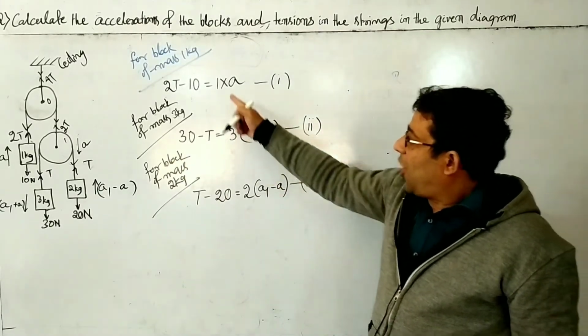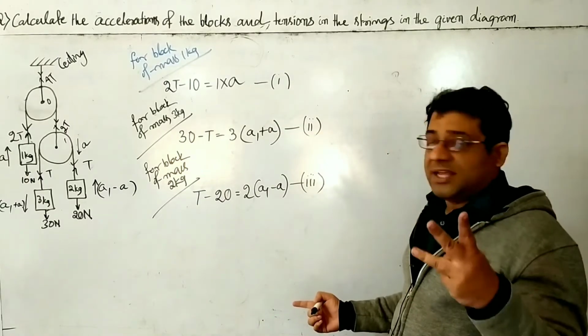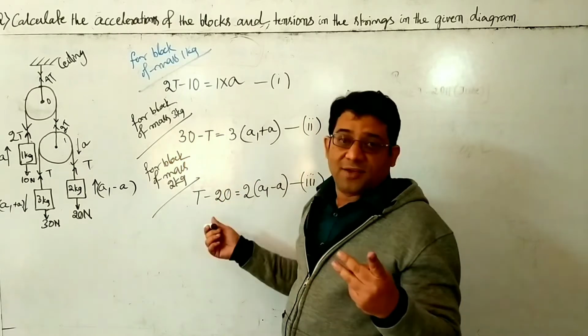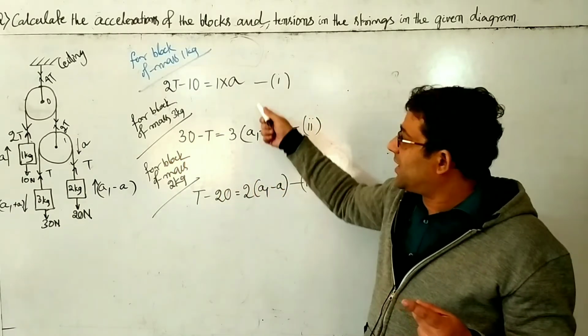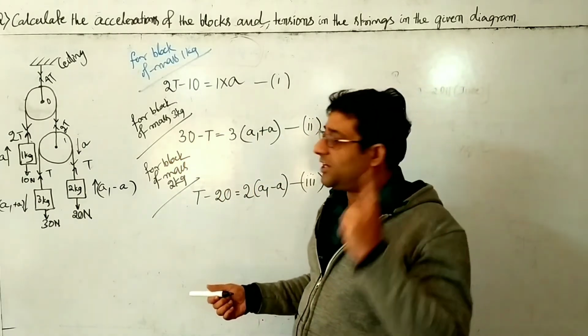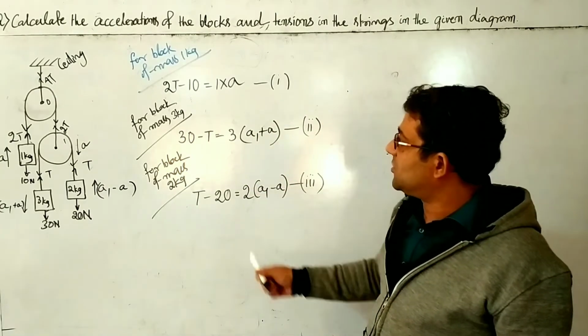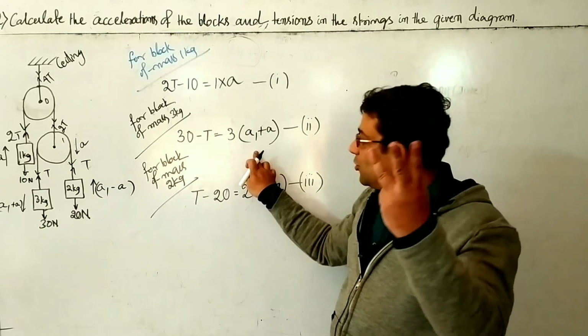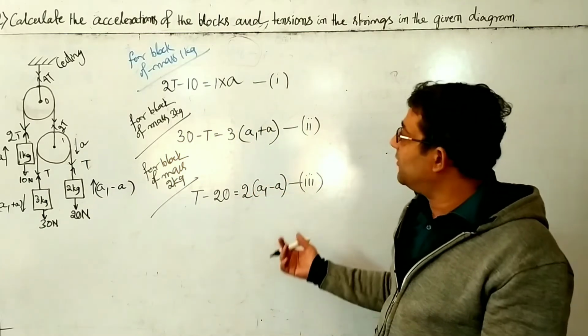How many equations are we having? We are having 3 equations. You have solved a lot of linear equations, right? Now if we are having 3 equations, we can find out 3 unknowns. How many unknowns are present in these equations? The tension T we don't know, acceleration A we don't know, and A1 we don't know. 3 unknowns are there, 3 equations are there. We can solve and find out, right?